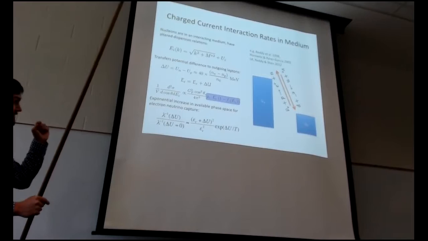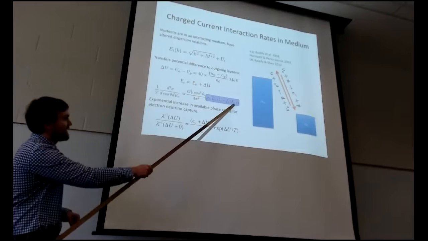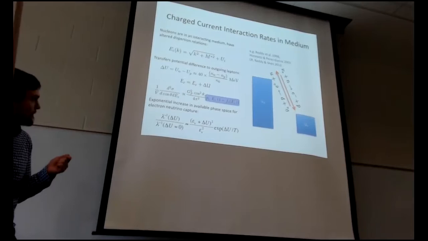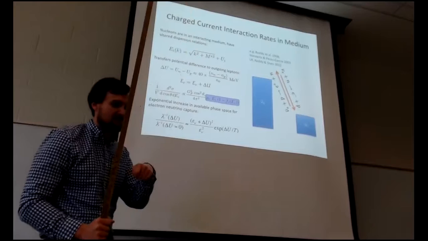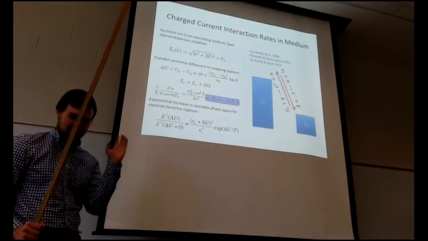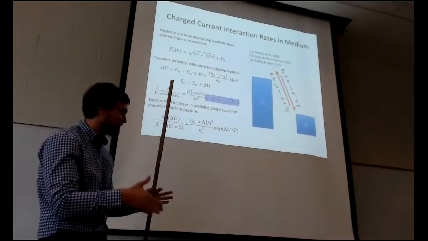And then when I take into account that I have electrons floating around the medium, these things are fairly highly degenerate, although there's finite temperature. So increasing the energy of the final state electron actually gives you an exponential increase because you're moving closer and closer to the Fermi surface, and because it has some finite width from the temperature, you get exponentially less blocking.